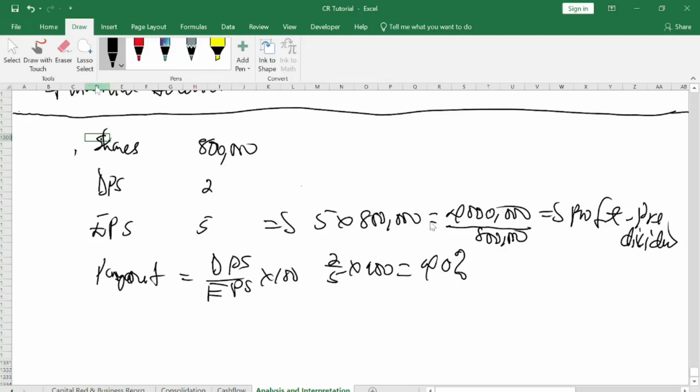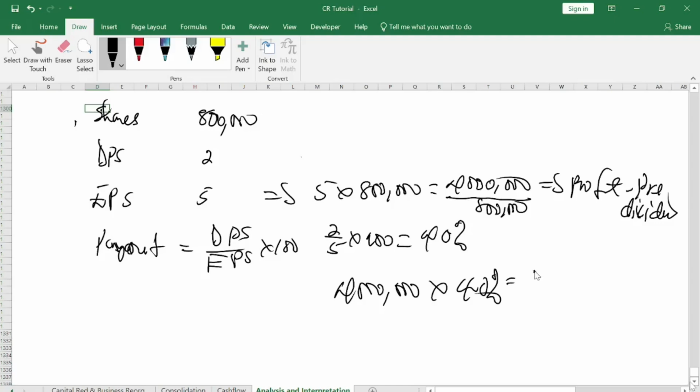So once you know your 4 million here, if you want to know your actual payout in value of the dividend, it is 4 million multiplied by 40%. Whatever you get is how much they are paying as dividend. So when you multiply, what do you have? 1.6, so 1,600,000.